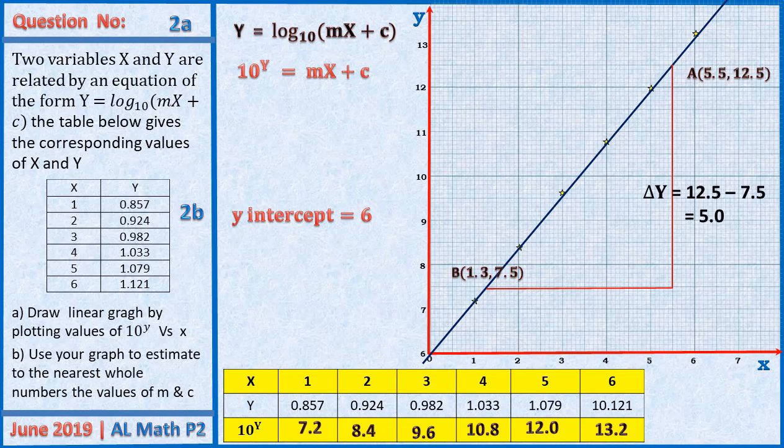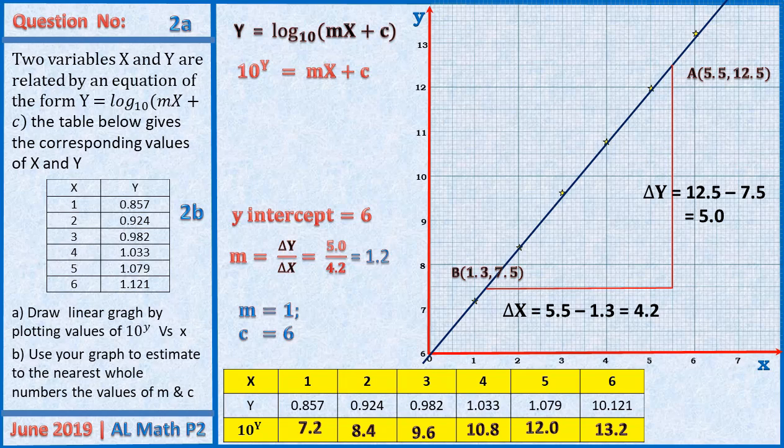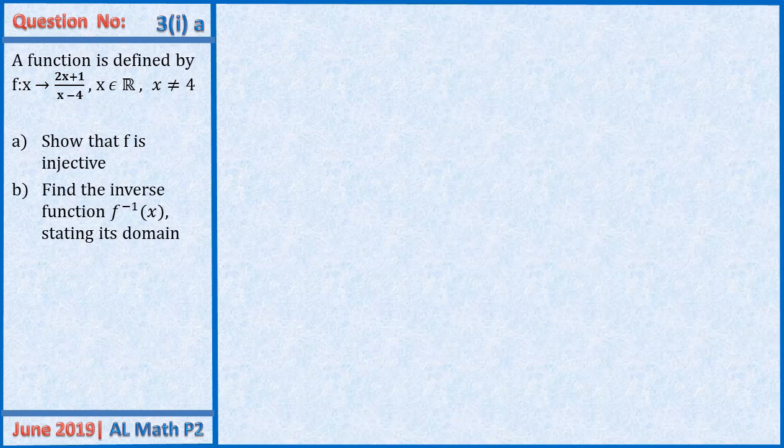And the change in y is 5.0. The change in x is 4.2. So you can get the gradient as change in y on change in x, which equals 5.0 on 4.2 equals 1.2. But the question states that we should give our answers to the nearest whole number. So 1.2, the nearest whole number is 1, and 6 is already a whole number. So these are the values that we have. Method 5, accuracy 3. The B part of the question has been answered as well.